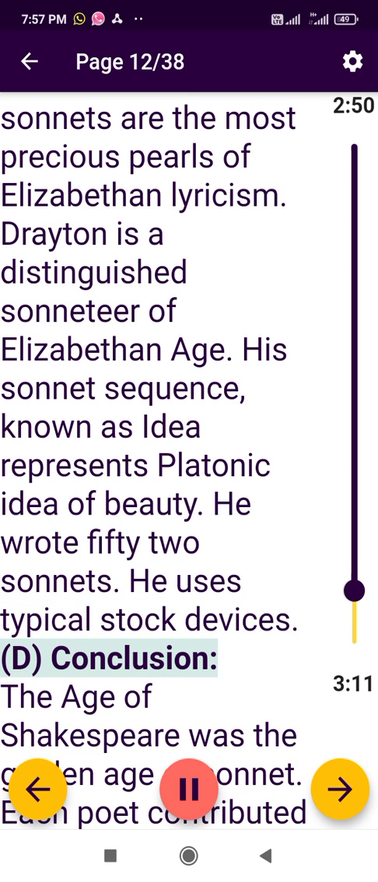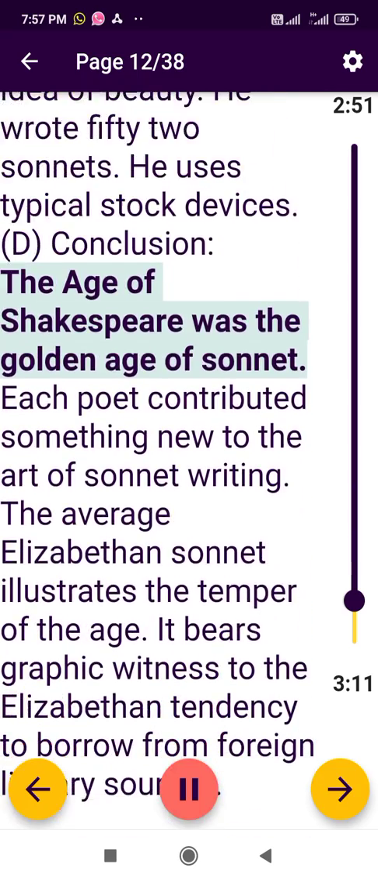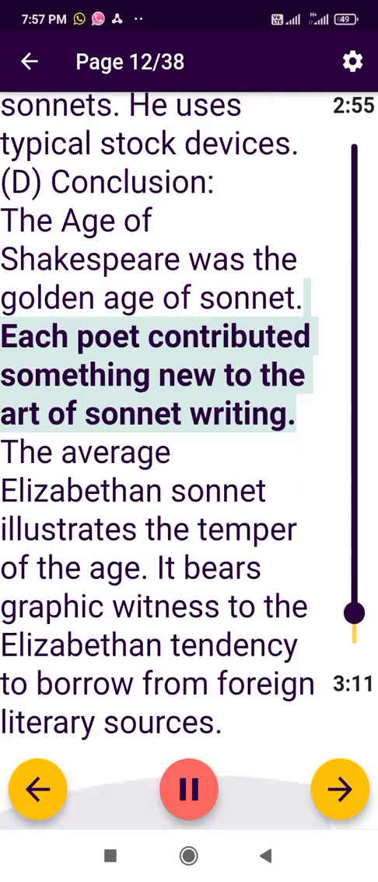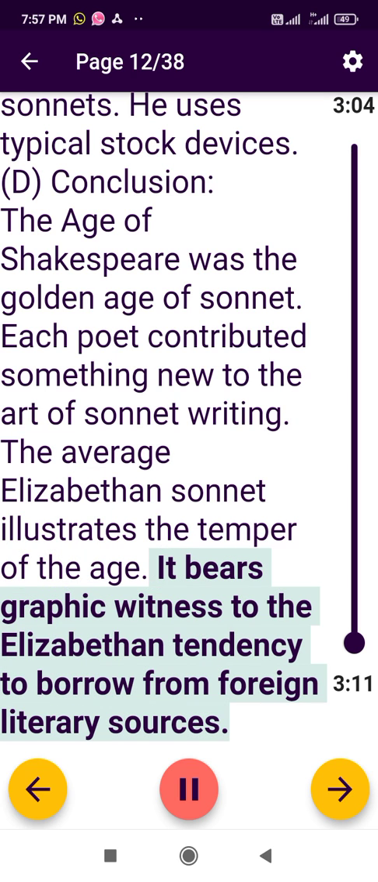Conclusion. The age of Shakespeare was the golden age of the sonnet. Each poet contributed something new to the art of sonnet writing. The average Elizabethan sonnet illustrates the temper of the age. It bears graphic witness to the Elizabethan tendency to borrow from foreign literary sources.